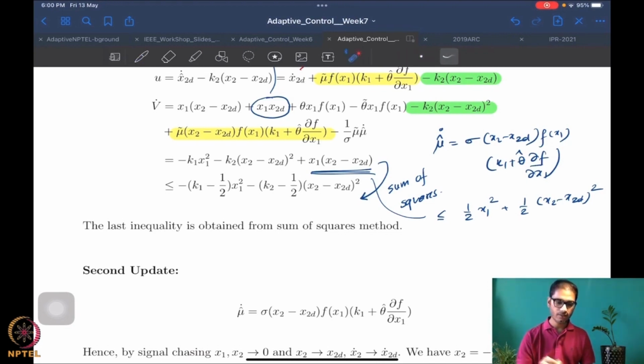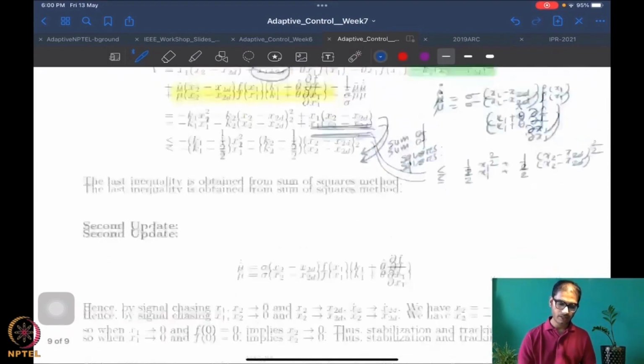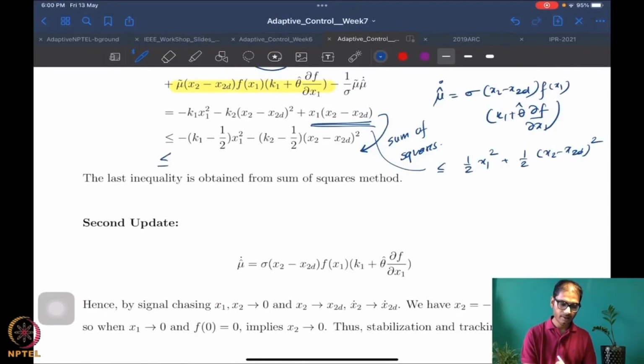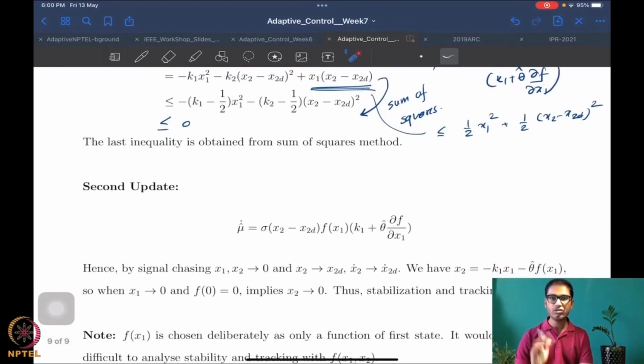So once you get to this, you know that if K1 and K2 are greater than half, you have this nice negative semi-definiteness. Only negative semi-definiteness, of course, because now theta tilde and mu tilde are also states. So there are two more states, and obviously this is not negative definite, it's only negative semi-definite. But you know very well that I can use signal chasing and Barbalat's lemma to prove that x1 and x2 in fact go to 0.